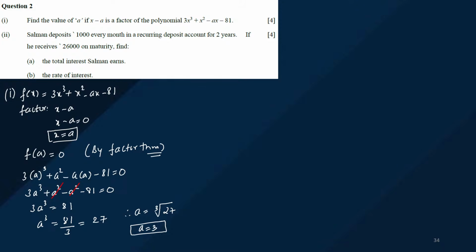Clear? Okay, yes. So now let us see the second sub question. Salman deposits rupees 1000 every month. He is depositing rupees 1000 every month in a recurring deposit account for 2 years. 2 years in the sense what, children? How many months is it? That is equal to 24 months.